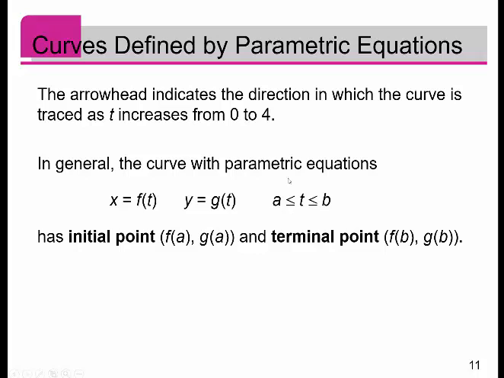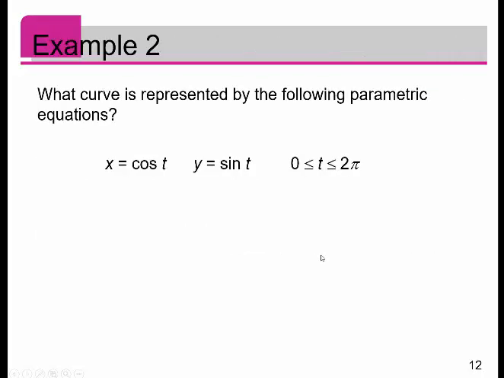All right, in general, the curve for parametric equations x is equal to f of t, y is equal to g of t, from a to b, has initial point f of a, g of a, and terminal point f of b, g of b. Those are easy to find. All right, let's do one more example, just real quick.